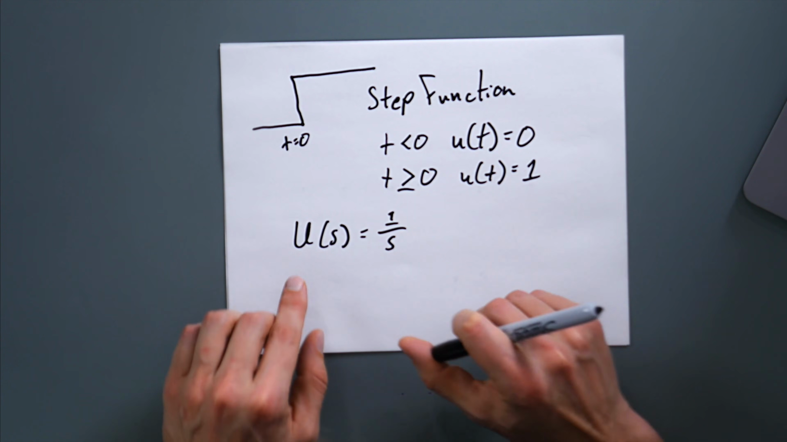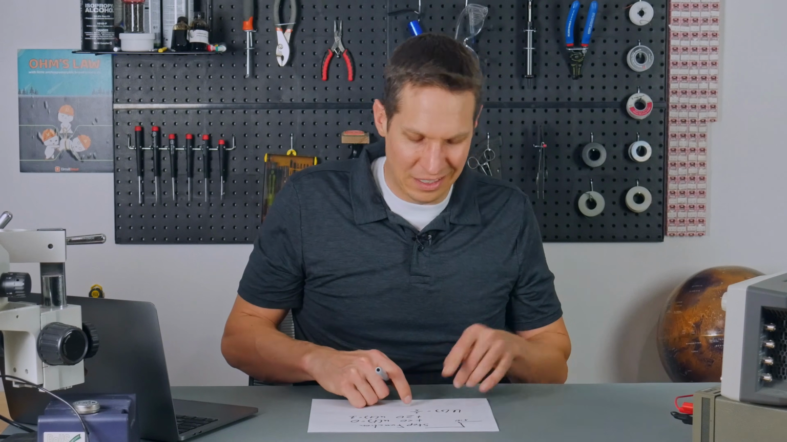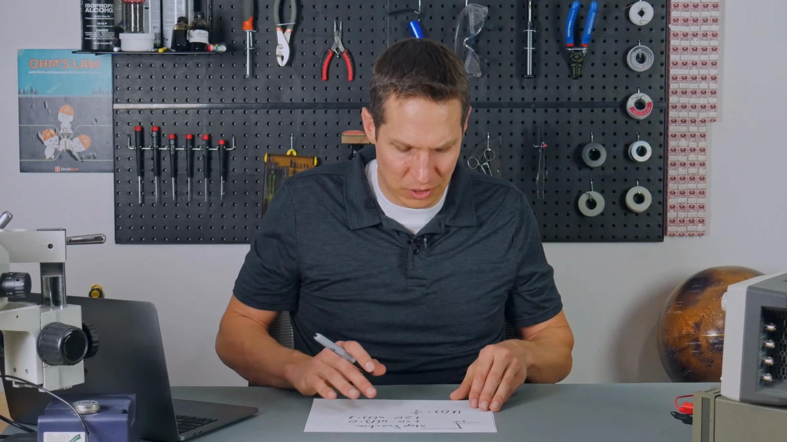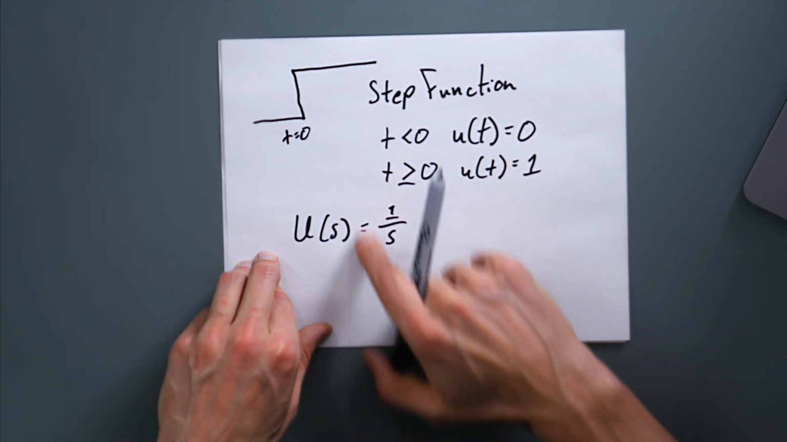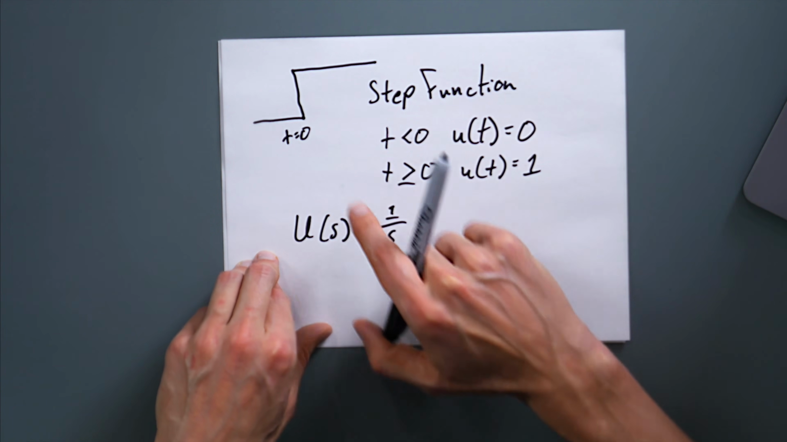A small thing to note: capital U(s) equals 1 over s. That's just a notation thing, but some people are very particular about it. I am not, unfortunately. I should be more particular about it. But the important thing here is that 1 over s in the Laplace domain will give you a step function where your input goes from 0 to 1.